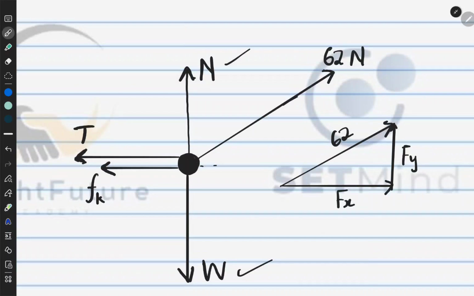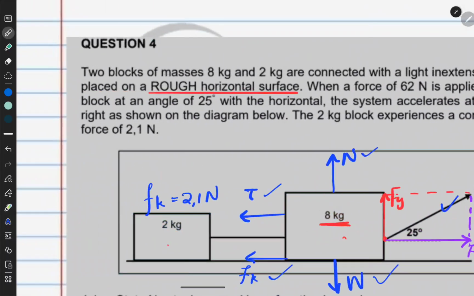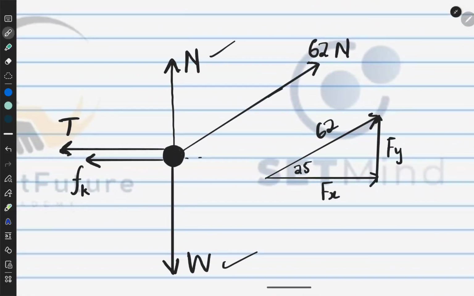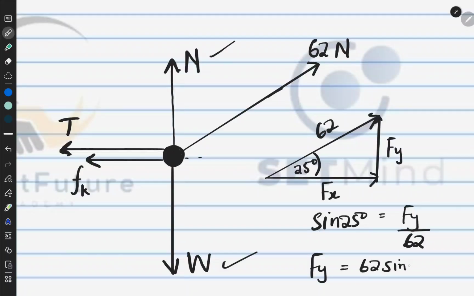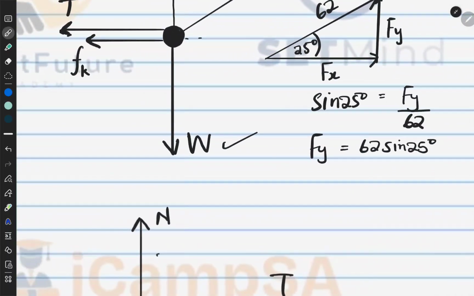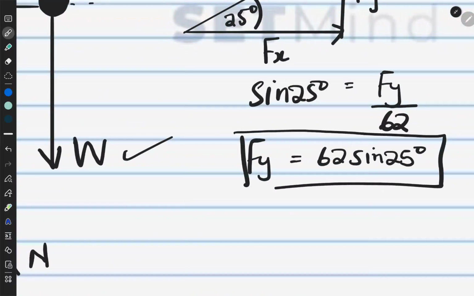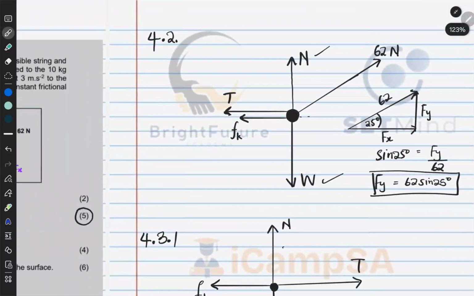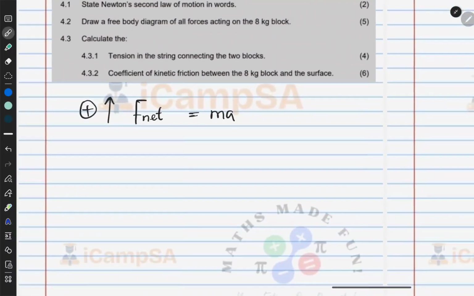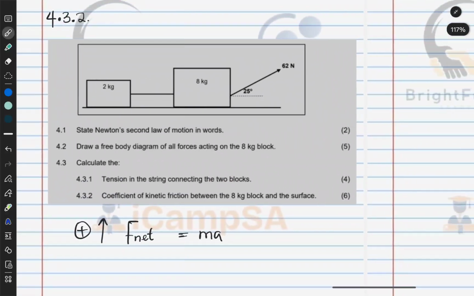So now we are given the angle, which is 25 degrees. From here we just use trig ratios. We know that if we take sine of 25, we will have Fy over the hypotenuse, which is 62. So Fy is simply, because we cross multiply, 62 sine 25 degrees. Okay, so this is what we're looking for, because we have to add this 62 sine 25 degrees. So let's go back. Now let us sum all our forces.